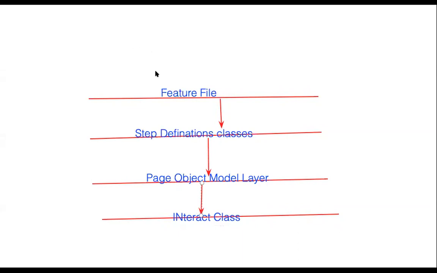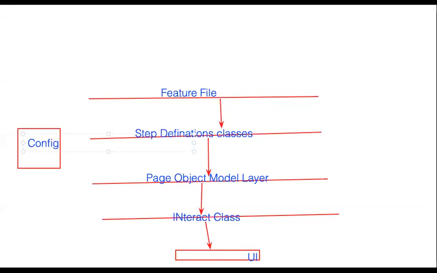So if I also draw a UI, this is your UI, and your interact class is what is doing the actual operations on this UI. So this is how your framework is currently structured. There will also be a lot of supporting components. For example, this could be your configuration, your config.properties file. Right now it's not there. It's there for API. I'm going to implement this for UI as well.